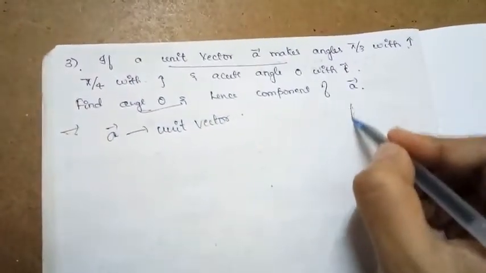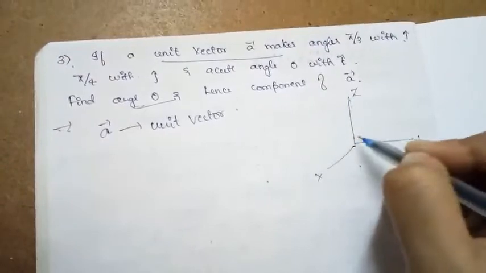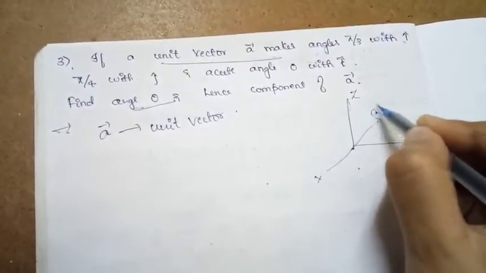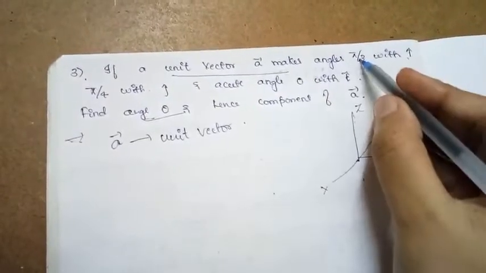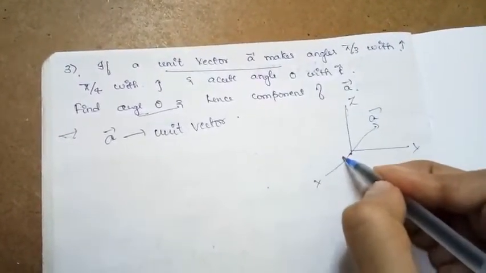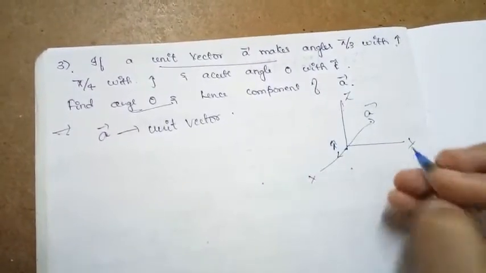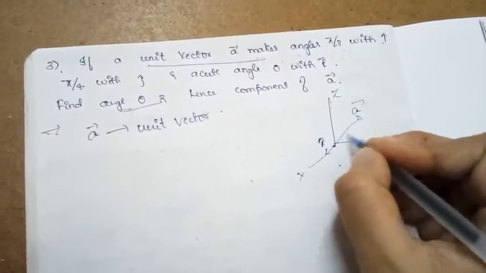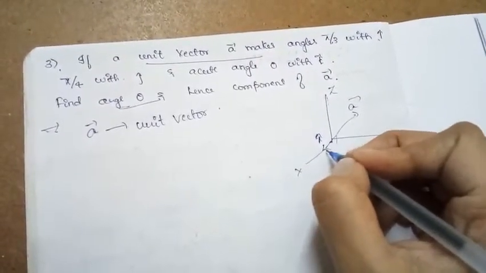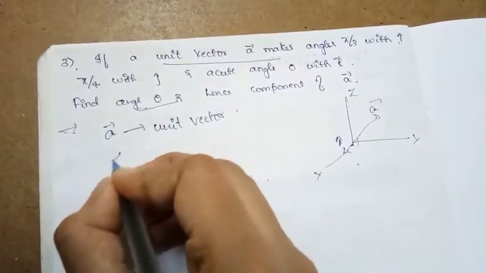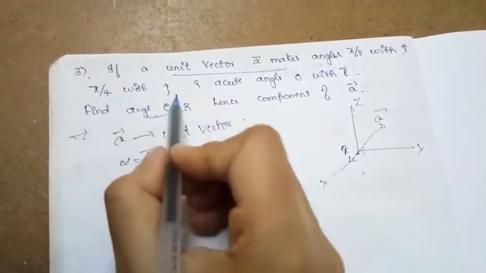Suppose I am taking x, y, z three-dimensional axes, and I am considering this as vector A, which is a unit vector. This makes an angle pi by 3 with i cap. i cap is a unit vector along the x axis. So the angle this vector makes is called alpha. Here alpha is pi by 3. Then pi by 4 with j cap.